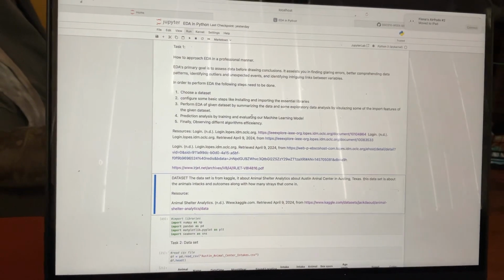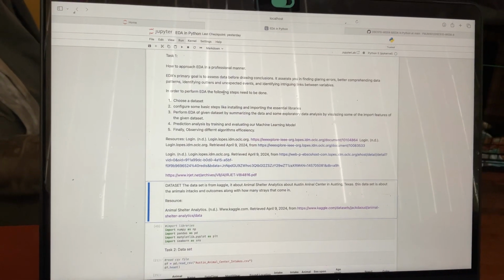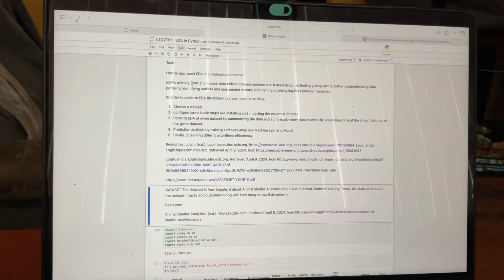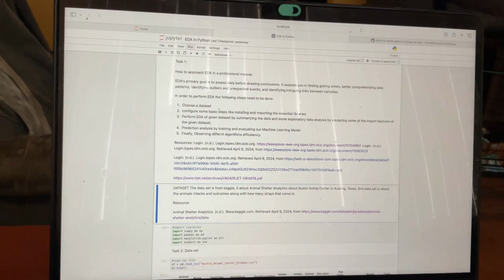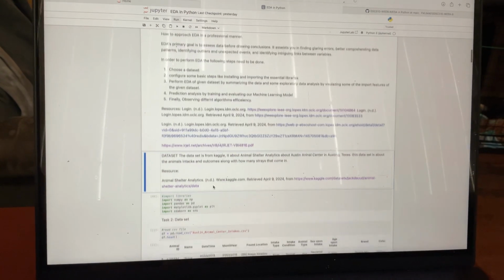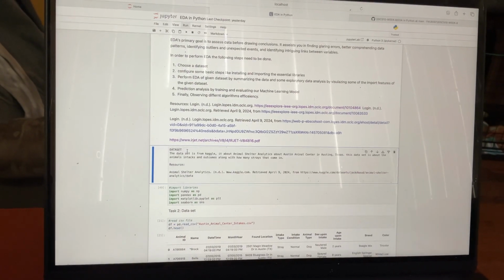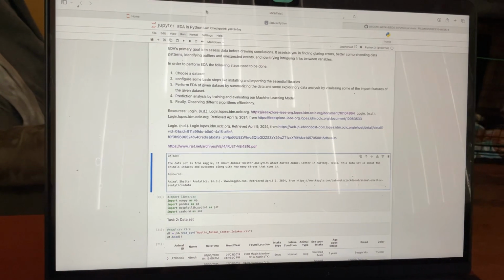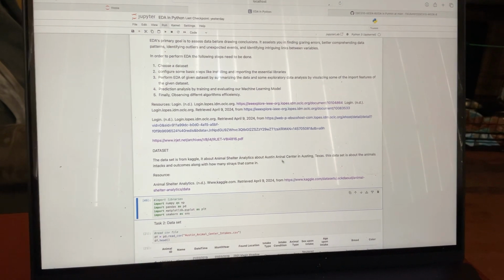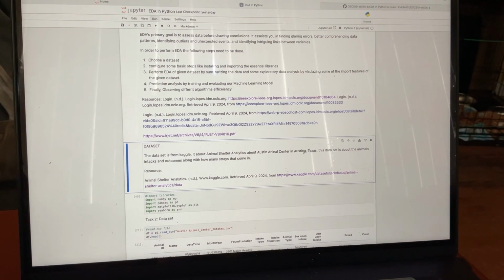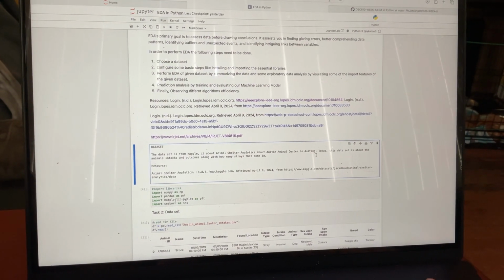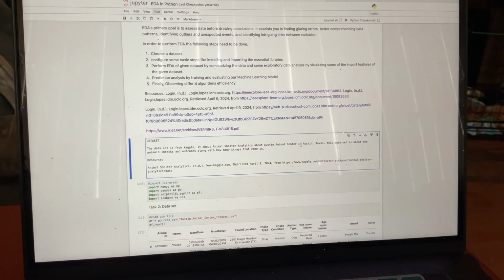I got this part from the second link under the textbook on the portal, and then this I got from the link under that link. So these are the sources right here. As for the data set itself, it is from Kaggle. It's the animal shelter data about the Austin Animal Shelter in Austin, Texas. It is about the animal intakes and outcomes, along with how many strays come in.